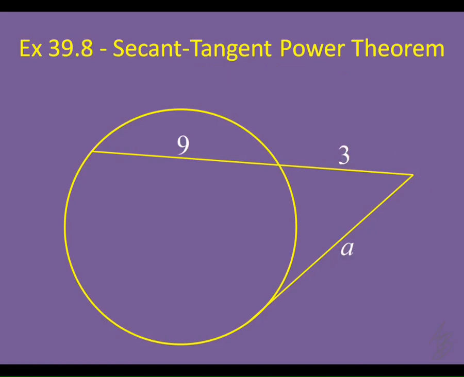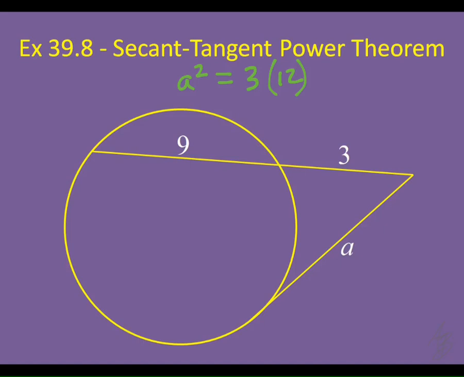Just like the last one, we're going to use the same formula. Outside part times whole equals outside part times whole. What's the outside part for our tangent segment here? What's the whole thing? Well, the whole thing is A. So we're going to do A times A, and that's going to give us A squared. And what's the outside part for the secant segment? What's the whole thing? 3 plus 9, which is 12.